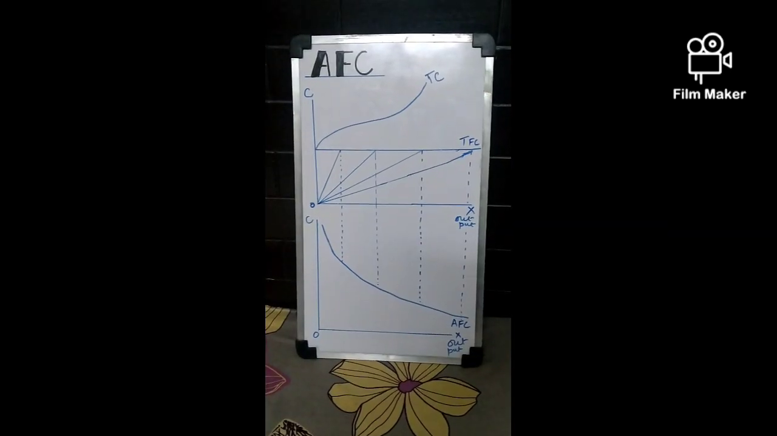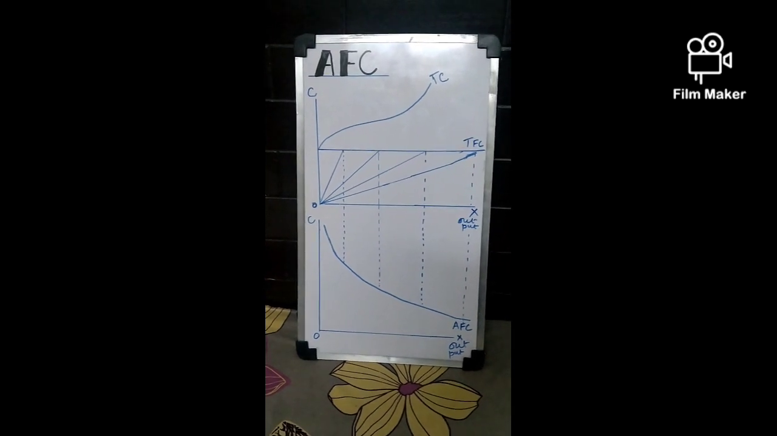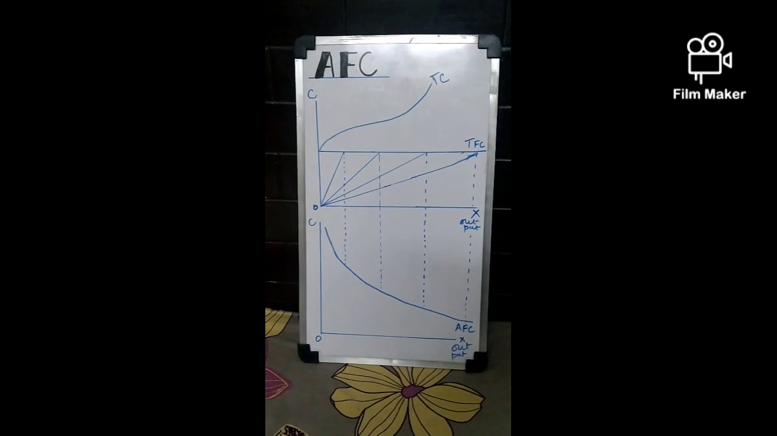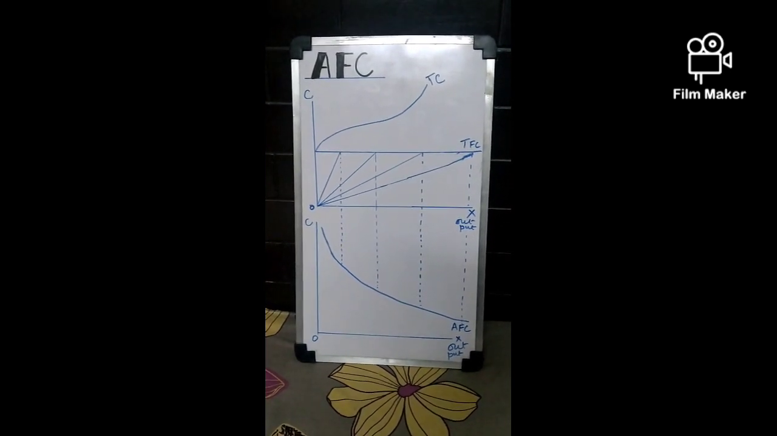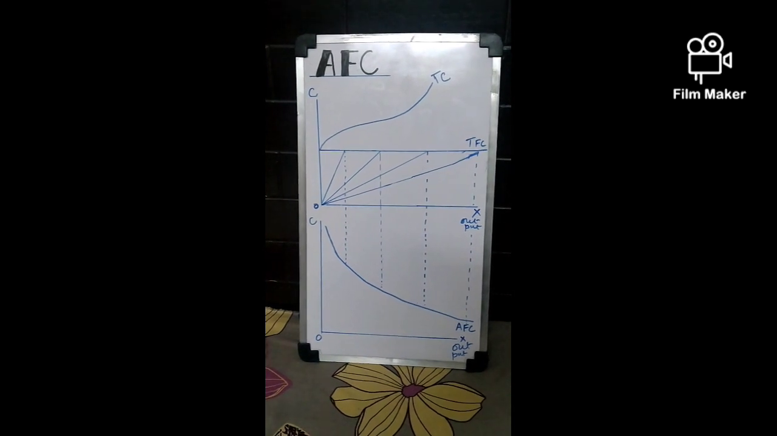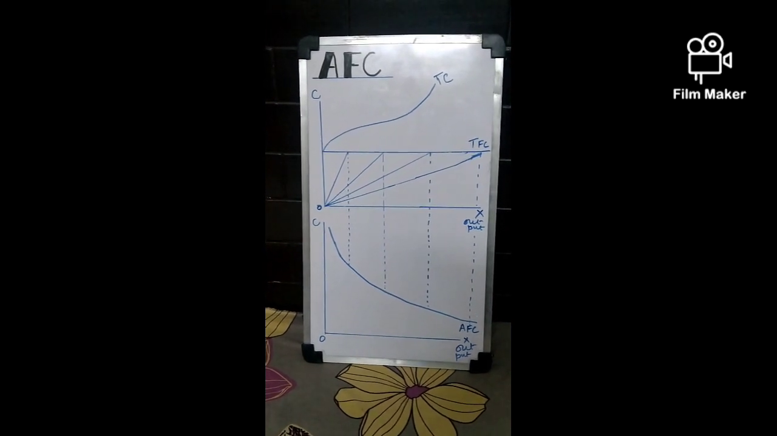Now the next term is AFC, or average fixed cost. In this figure we have drawn the average fixed cost curve. The total fixed cost curve is drawn in the upper part of the figure, parallel to the x-axis, and in the lower part of the figure we have drawn the average fixed cost curve.